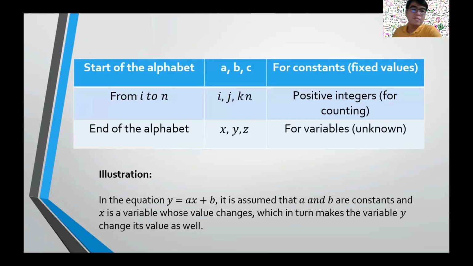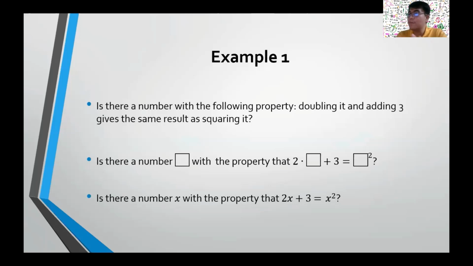When it comes to using variables, the start of the alphabet is usually used for constants, fixed values. The letters I to N actually are positive integers, counting. And the end of the alphabet, X, Y, Z, are for variables. However, these are not true all the time. But just like language, most of the time, these are used to refer to specific things. In the equation y is equal to ax plus b, this is a universal term. And y is a variable, a is a constant, x is a variable, b is a constant. It is always assumed that a and b are constants because of these principles that we have mentioned. Okay?